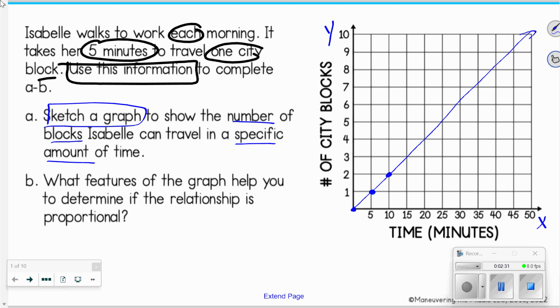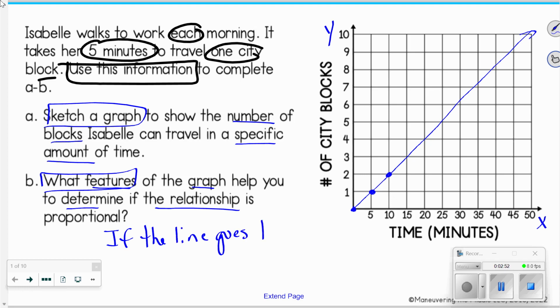So what features of the graph help you determine if the relationship is proportional? So what is it about the graph that tells me it's proportional? If the line goes through the origin. Perfect. If the line goes through the origin, that's really the biggest thing. As long as it goes through the origin, it's proportional. And just for the record, make sure everybody knows it, origin is the point 0, 0. Make sense? Any questions on that?